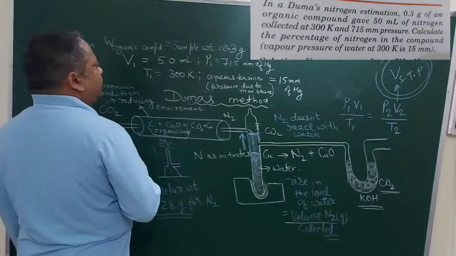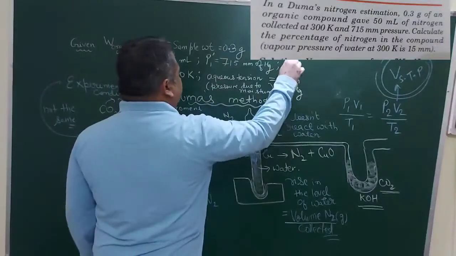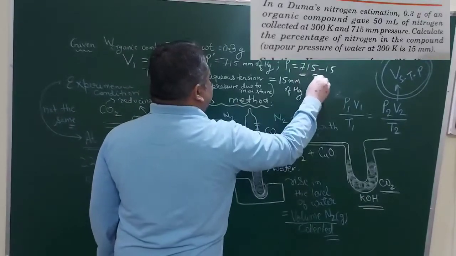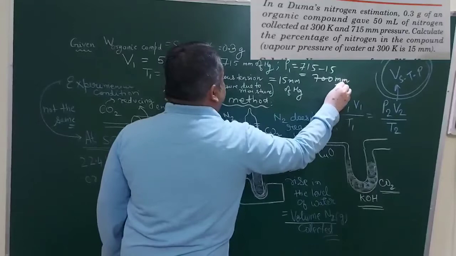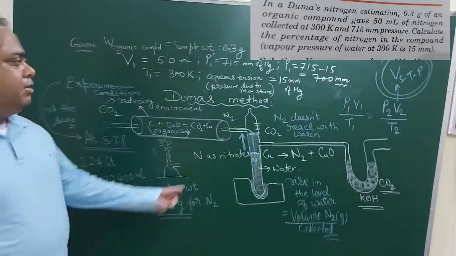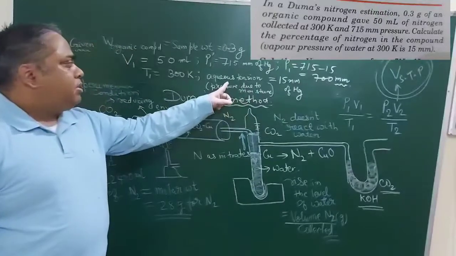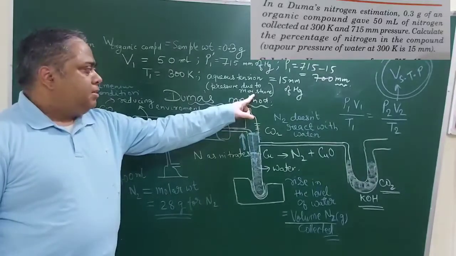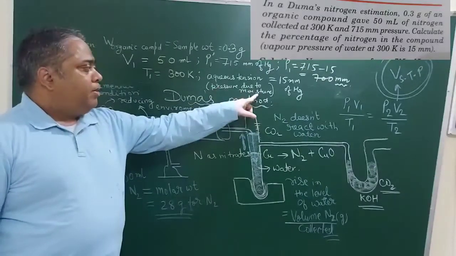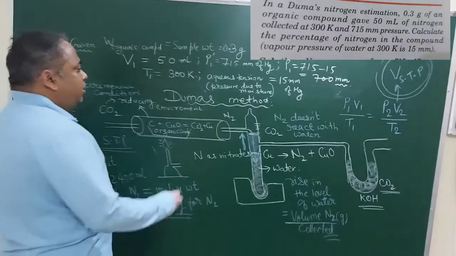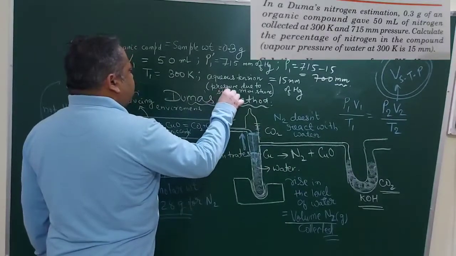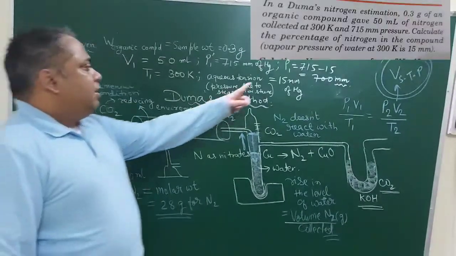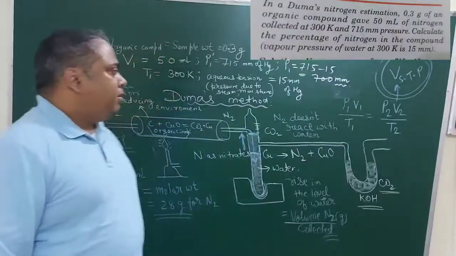So actual P1 should be equal to 715 minus 15 equal to 700 mm. The pressure due to the moisture, that is deducted. Okay, this value is given in terms of aqueous tension, and aqueous tension means pressure due to moisture. All right, moisture also is a kind of a gas, like the water vapor rather. All right, due to water vapor, steam or moisture is equal to 15 mm of Hg. So this is deducted from here so that you get the pressure of nitrogen only.